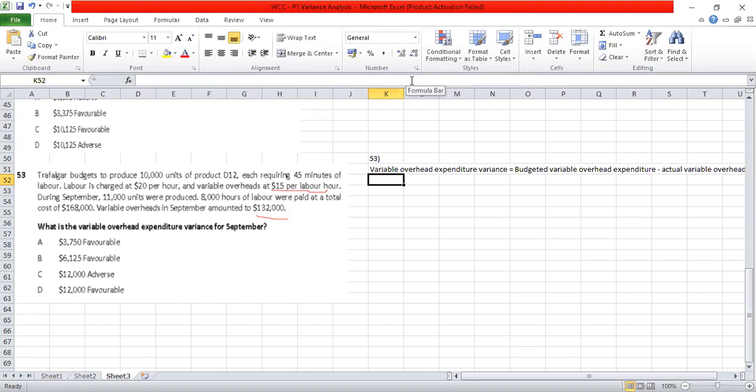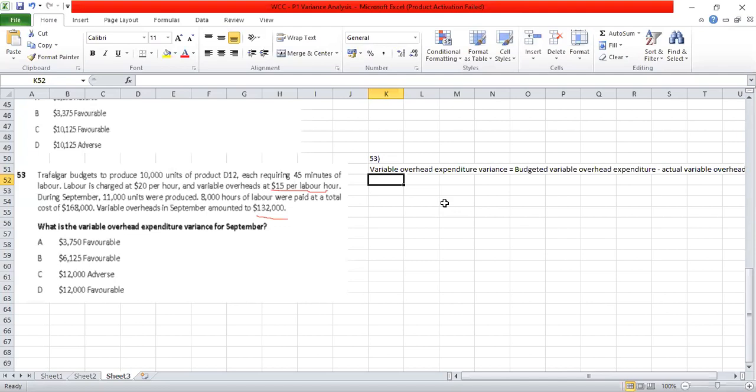But then what about the budgeted amount? So what details do we have? How do we proceed further? Do we know what is the budgeted variable overhead expenditure? How much is budgeted variable overhead expenditure? What do you think is given in the question?